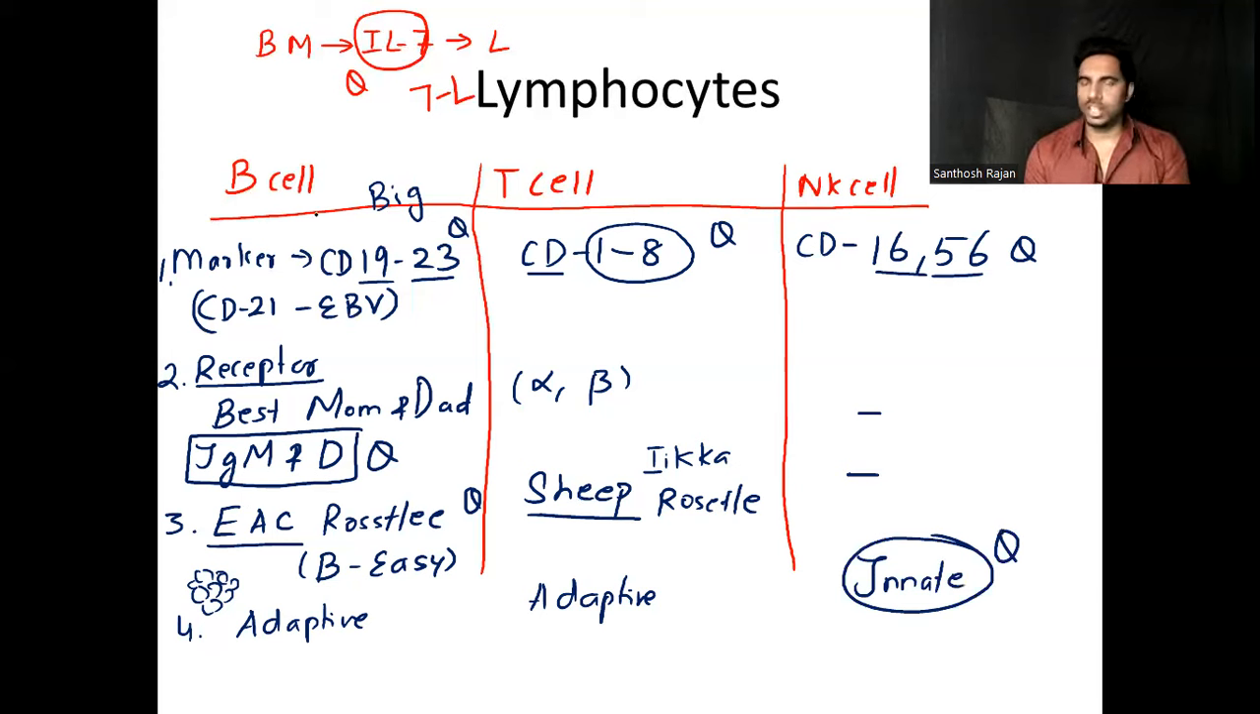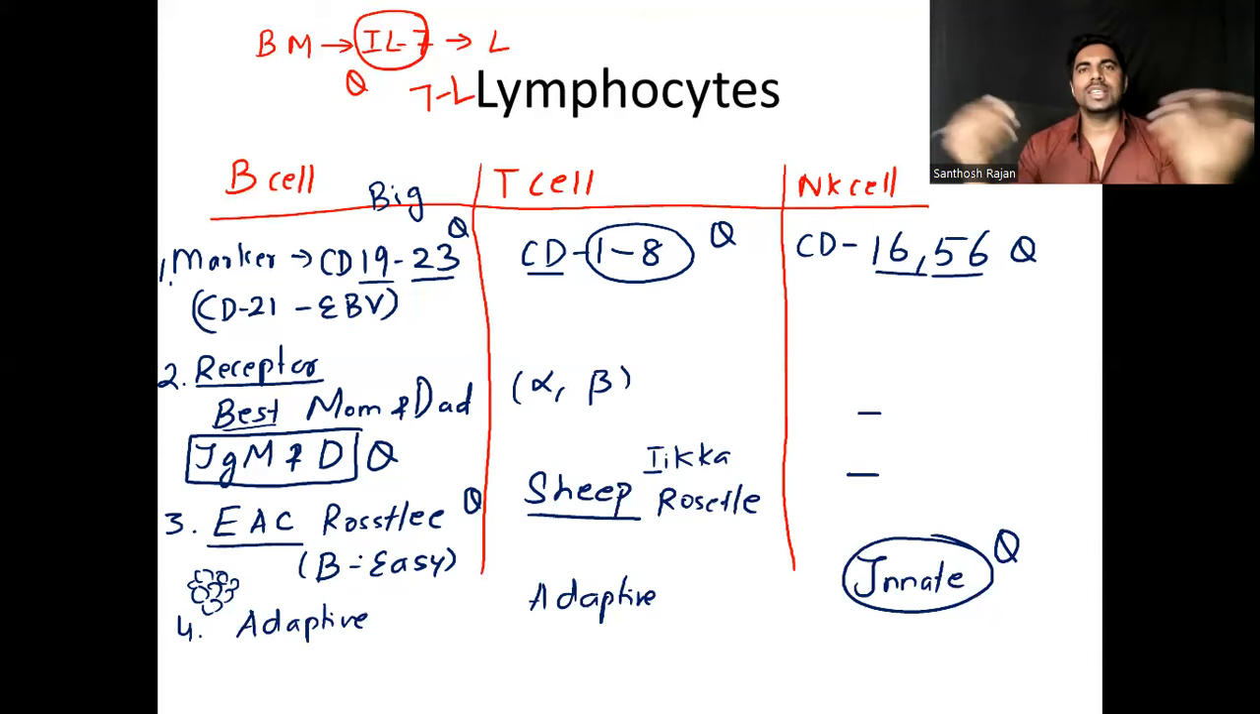So this is a very simple B cell, T cell differentiation. B cell is further divided into plasma cell and immunoglobulin subproduct. T cell is further differentiated into T killer, T lymphocyte. We're going to talk about that also in a while. So these are the important things. You don't forget the big number, 19 to 23. Receptors are best mom and dad. Shortcut is best mom and dad.